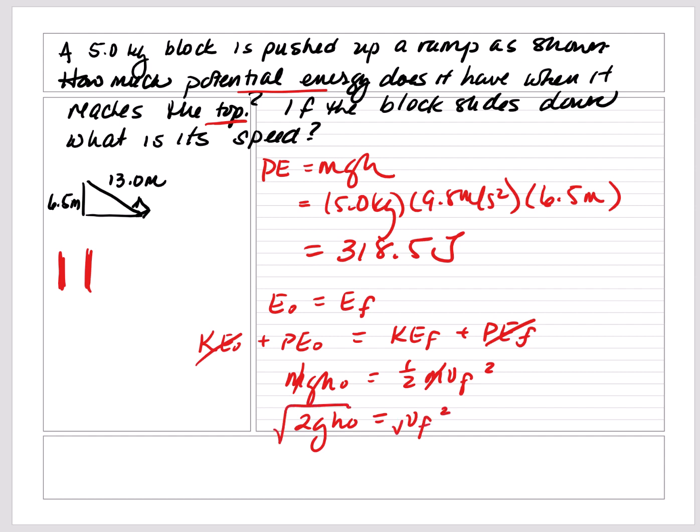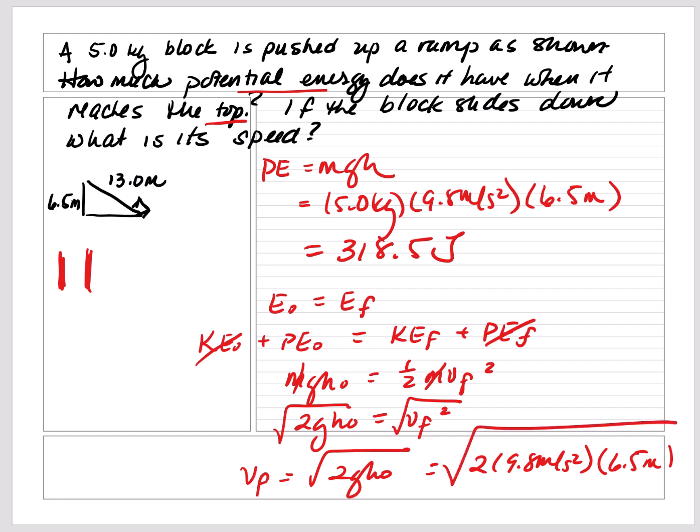Take the square root. So v final is equal to the square root of 2gh0, or 2 times 9.8 meters per second squared times 6.5 meters. And then take the square root. And you should get approximately 11.29 meters per second.